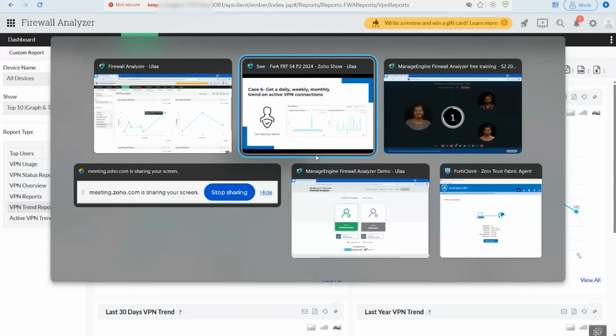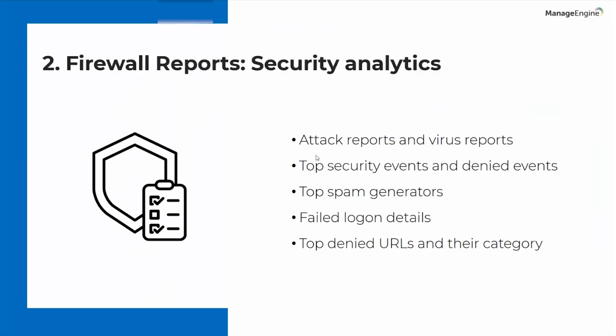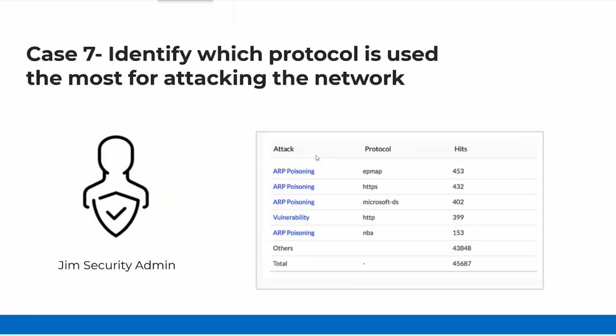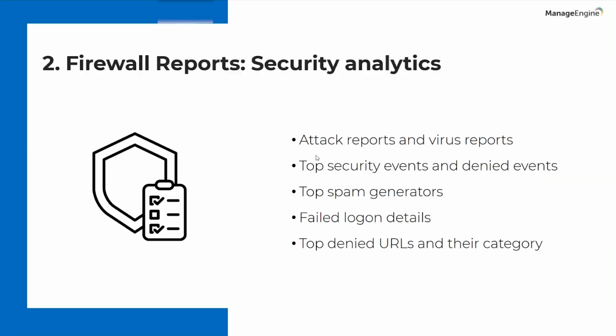So now, going back to the next slide on the presentation, after VPN reports, we have the firewall reports. Firewall reports can be classified into 2. The first one is what you're seeing now, a security analytics report. And the next one is a traffic analytics report. So firstly, I'll cover the security analytics report in detail.